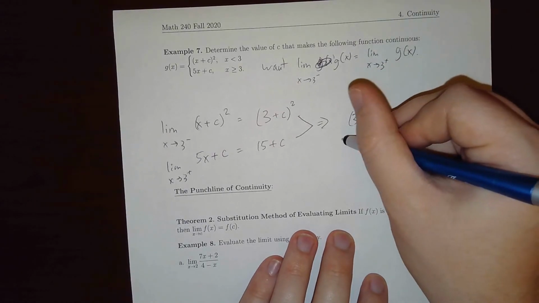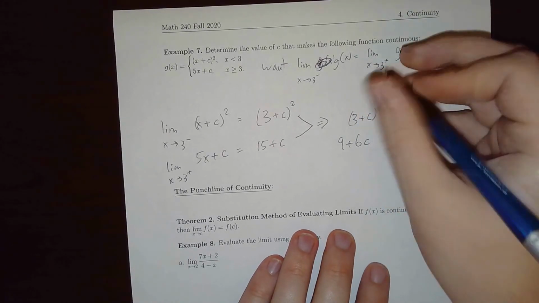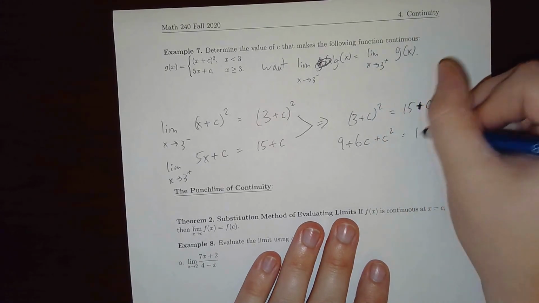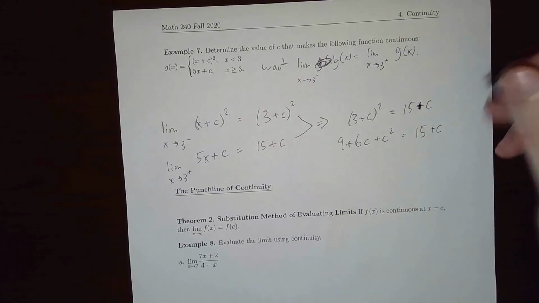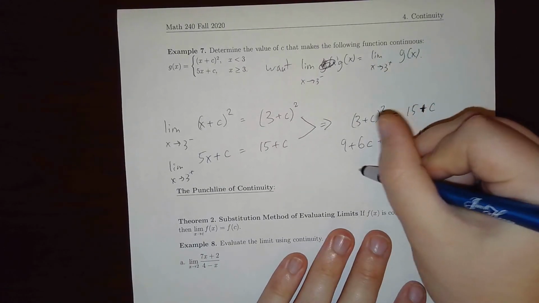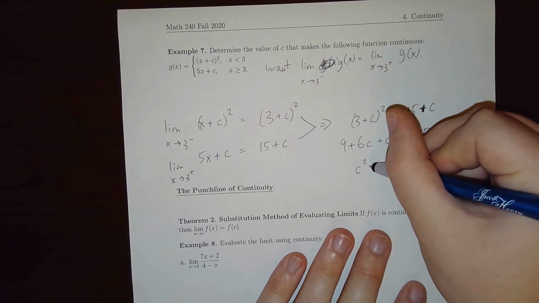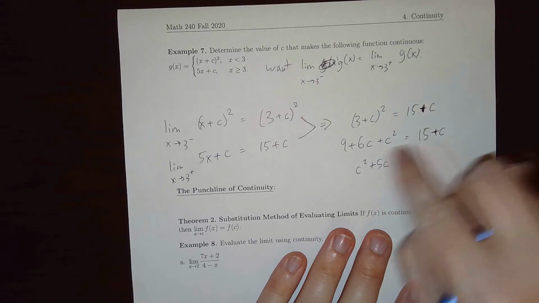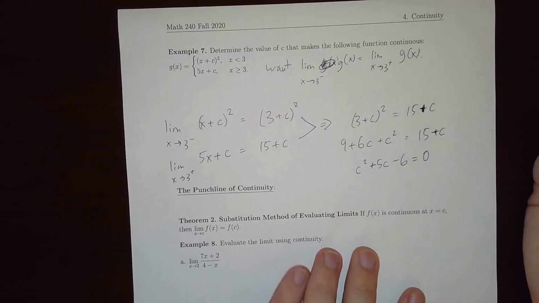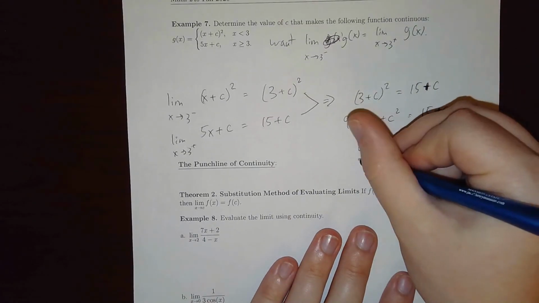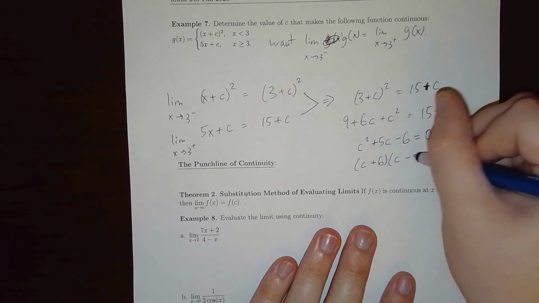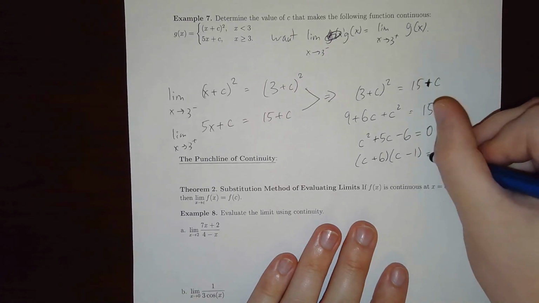Now if we FOIL this out, we'll get 9 plus 6c plus c squared equals 15 plus c. We want to try to solve for c, so subtracting some things over and rearranging, we'll get c squared plus 5c, subtracting 1c over, and then 9 minus 15 will be minus 6, equals 0. So now we have to factor this. When we factor this, we get c plus 6 times c minus 1 equals 0.